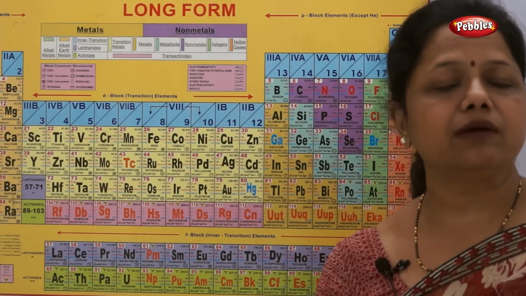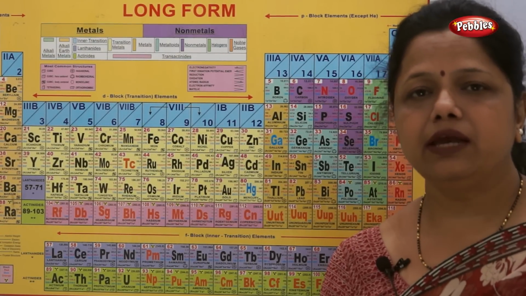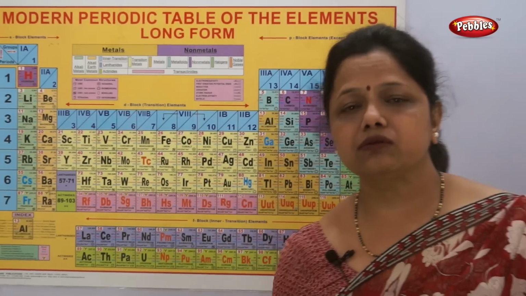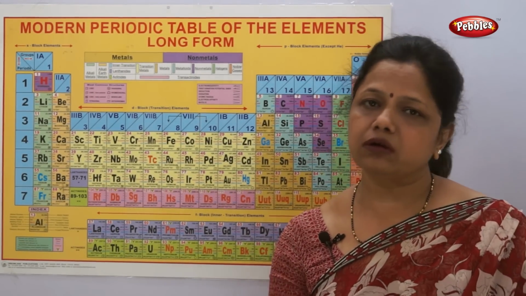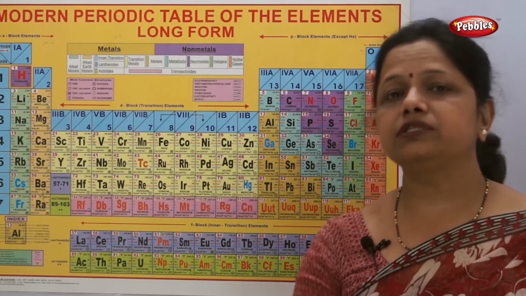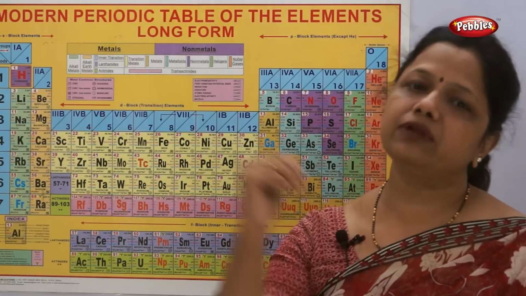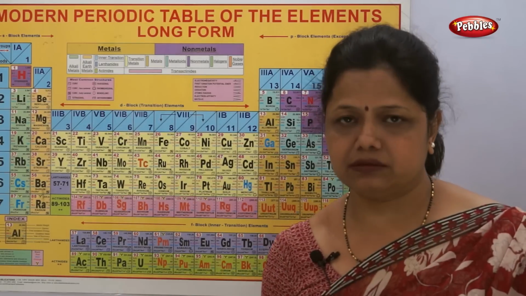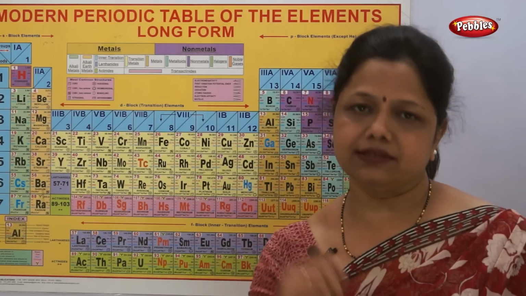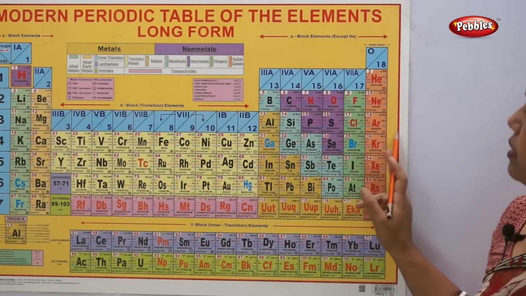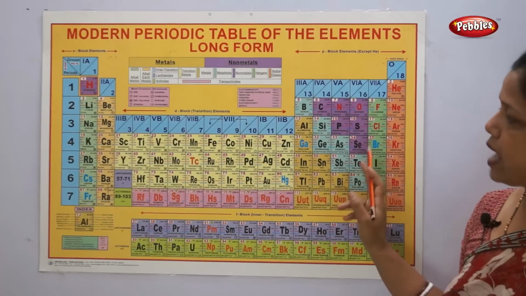How it will become stable? Either if the electrons are more in number, it will give out electrons, or if it is short of electrons, it will take electrons. So the number of electrons which it gives out, or the number of electrons it takes, or the number of electrons it shares, that forms the valency. Now when I go from left to right in a period, what is happening?